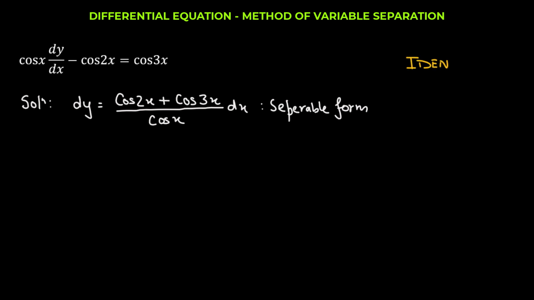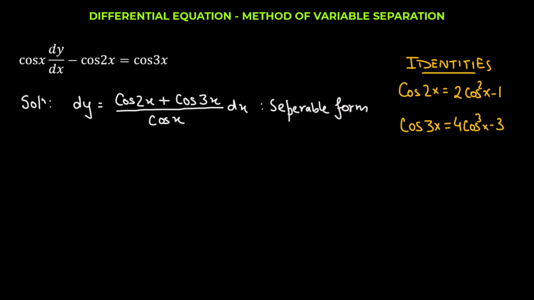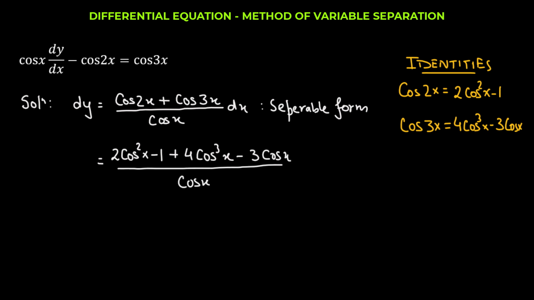Now here we're going to use the trigonometric identities. Cosine of 2x is equal to 2 times cosine squared x minus 1, and cosine of 3x is equal to 4 times cosine cubed x minus 3 times cosine x. So in place of cosine of 2x we have 2 cosine squared x minus 1, plus cosine of 3x, which is 4 times cosine cubed x minus 3 cosine of x, all divided by cosine of x dx.